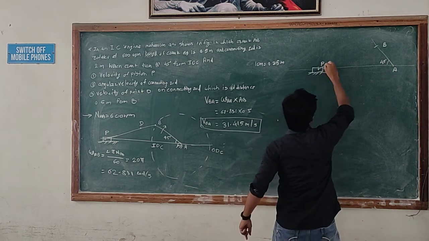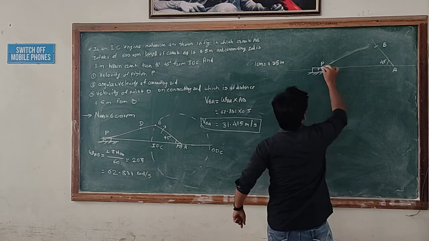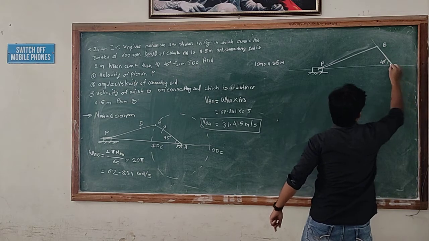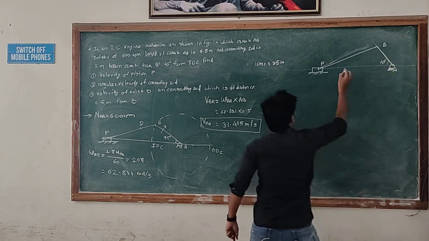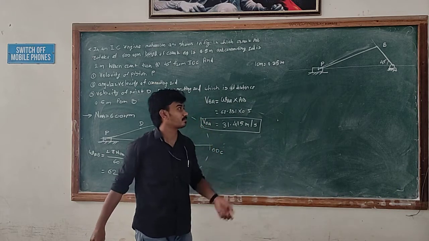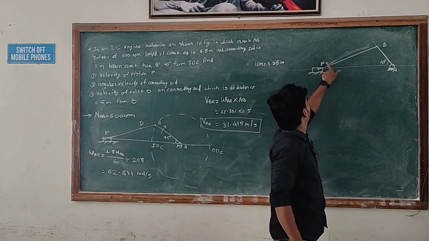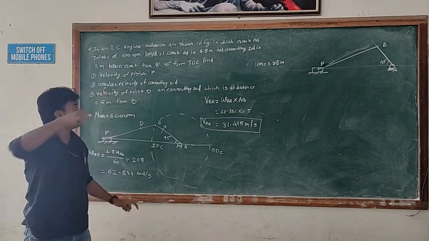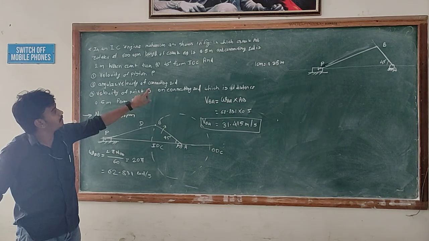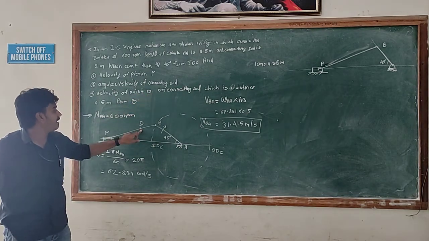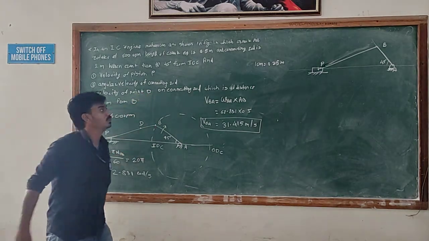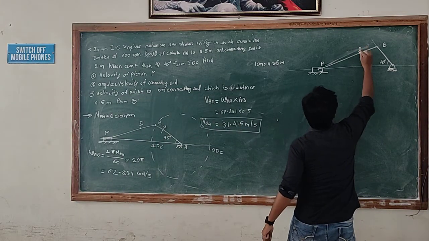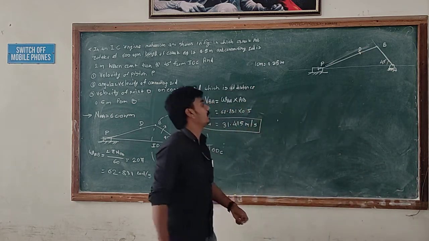And this is our configuration diagram, that is A, B, P and point D. Point D is at 0.5 meter from B, so it becomes 2 centimeters. So here is point D.